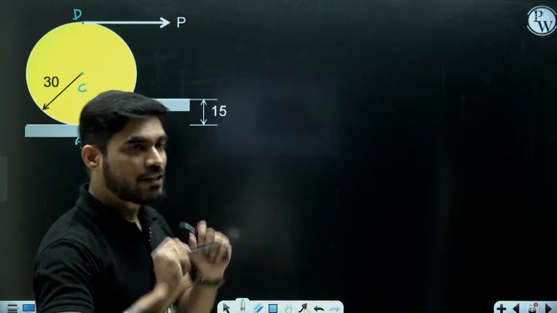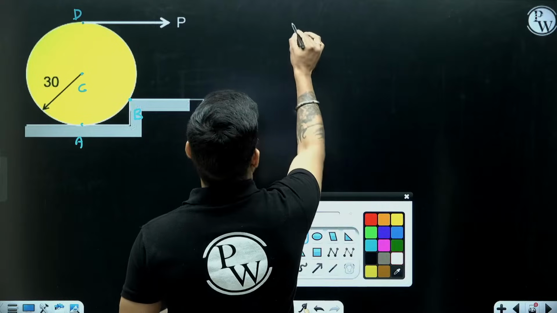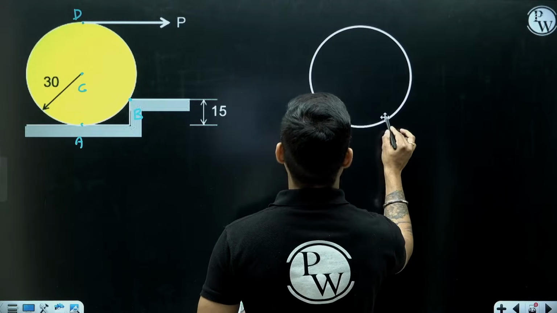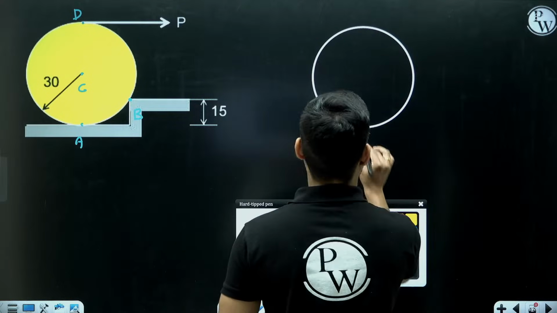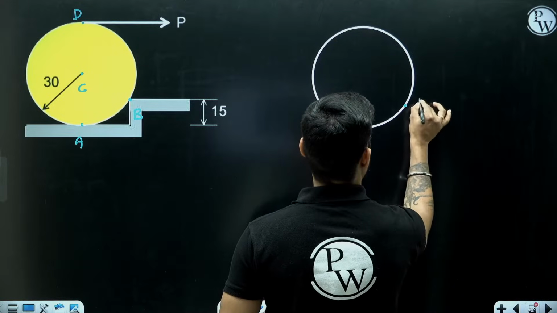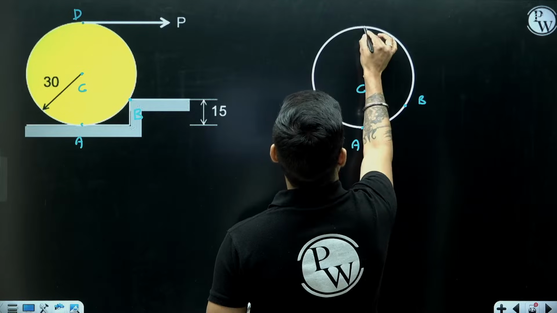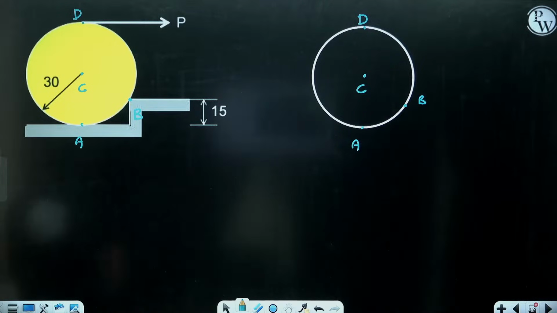If I draw the free body diagram, assuming that condition, I am going to get a diagram like this. This is the roller. Let me mention all the points here. This is point A, this is point B, the center is point C and the top is point D. So draw the free body diagram.